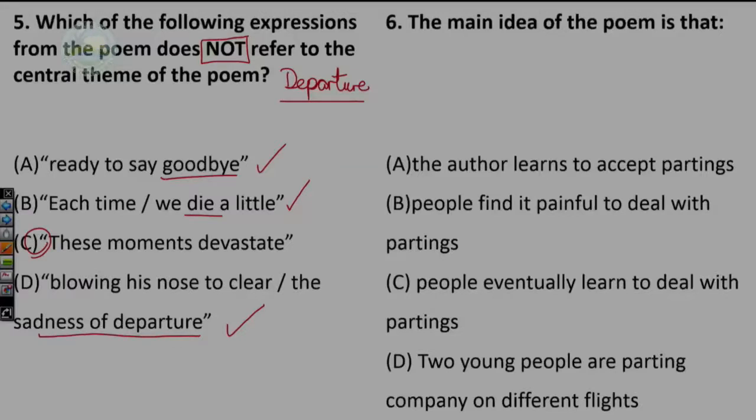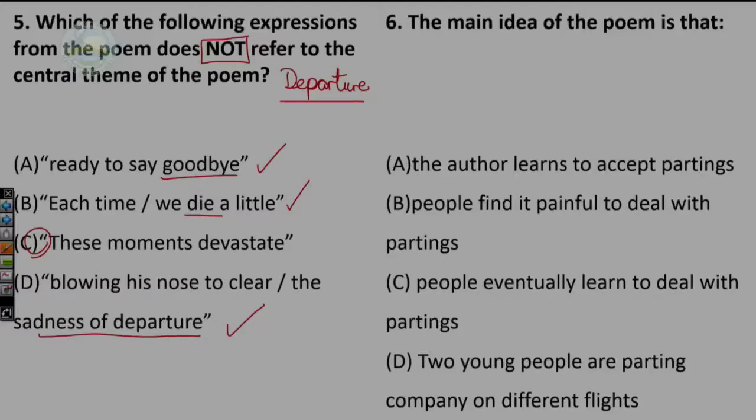Then we have 6. The main idea of the poem is A, the author learns to accept partings. B, people find it painful to deal with partings. C, people eventually learn to deal with partings. And D, 2 young people are parting company on different flights.